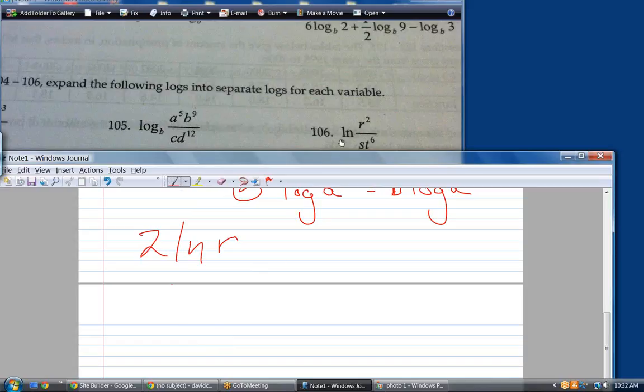Okay, what's the rest of this? Then it goes to minus ln s minus 6 ln t. You got it.